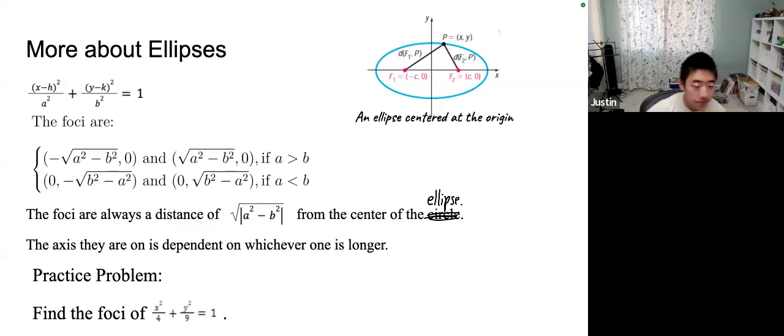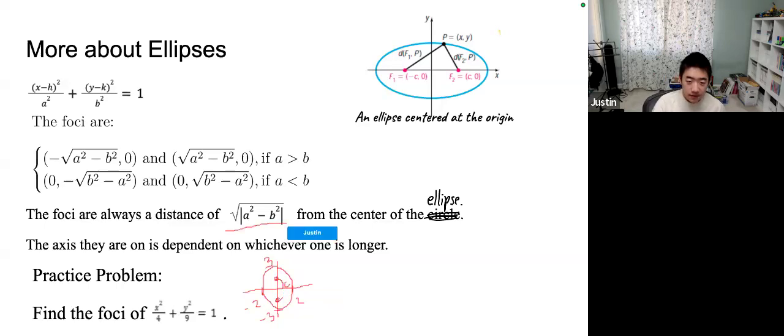Okay, so first let's draw the graph to see what it looks like. The minor axis is 4, the major axis is 6, right? Since B is greater than A in this case, the foci will be on the y-axis. So again, let's say their distance is C.